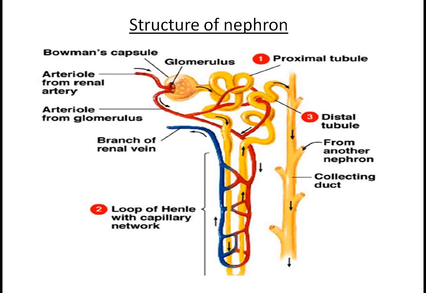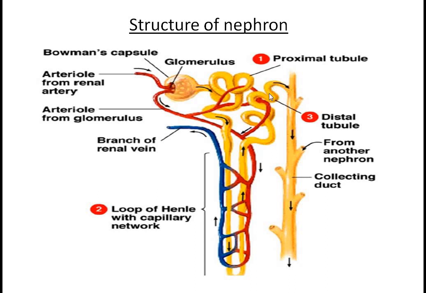This reabsorption takes place in various parts of this tube: the proximal tubule, meaning the proximal end of the tubule, the loop of Henle with the capillary network here, and the distal tubule, the other end where the collecting duct is connected to the tube. In these portions, a lot of reabsorption takes place. Water, amino acids, glucose, salts, etc. are reabsorbed back into the blood.